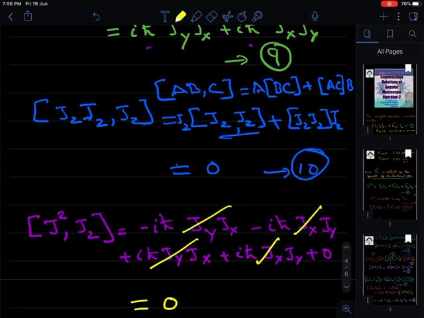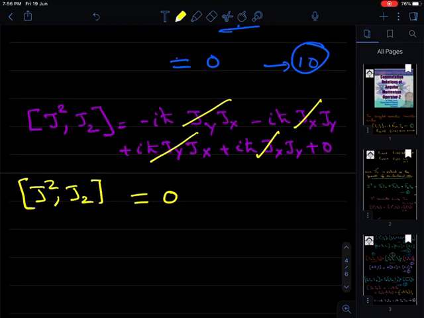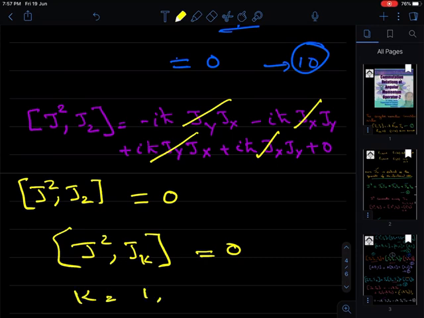So we have proved that j² always commutes with jz, is equal to 0, or in general you can write it as [j², jk] is equal to 0, where k is equal to 1, 2, 3, that is x, y or z component. So this is the second commutation relation, the angular momentum commutation relation.